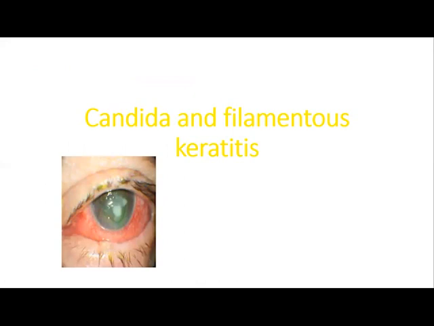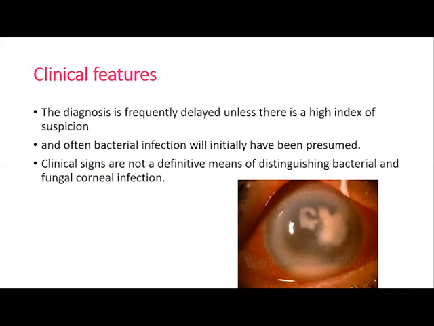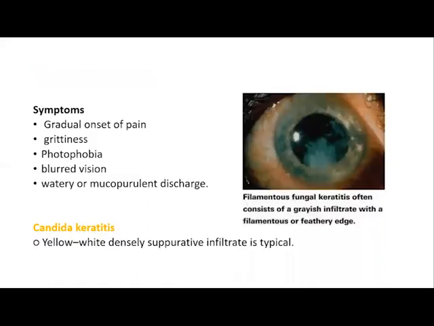The two types are Candida and filamentous keratitis. Diagnosis is frequently delayed unless there is a high index of suspicion of fungal infection, and it's often mistaken for bacterial infection. Clinical signs are not a definitive means of distinguishing bacterial and fungal corneal infection. Symptoms are gradual onset of pain, grittiness, photophobia, blurred vision, and watery or mucopurulent discharge. Candida keratitis may have a yellow-white, densely suppurative infiltrate, which is typical for it.